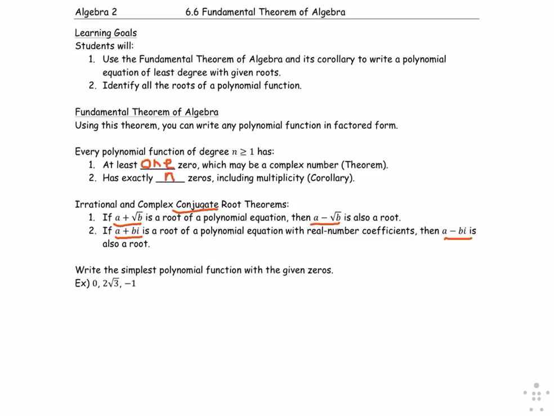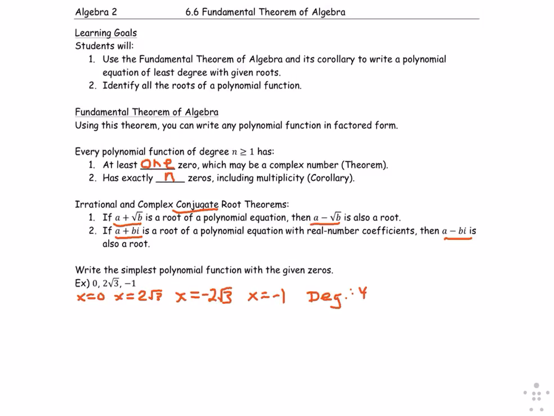So, write the simplest polynomial function with the given zeros. Here, this is telling me that I have x equals 0, x equals 2 square root of 3, and hold on, that is an irrational number. So from the quadratic formula, that must have come with a negative as well. So I also have to infer that x is equal to negative 2 square root of 3, even though it's not provided in the example. And then x is equal to negative 1 as well. So I'm actually dealing with a 1, 2, 3, or a degree of 4 polynomial in the end.